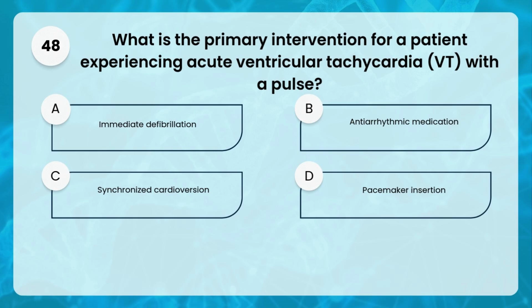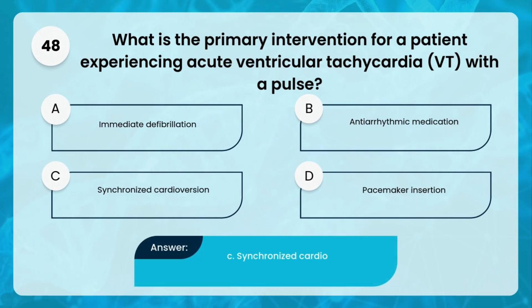48. What is the primary intervention for a patient experiencing acute ventricular tachycardia, VT, with a pulse? A. Immediate defibrillation, B. Antiarrhythmic medication, C. Synchronized cardioversion, or D. Pacemaker insertion? The answer is C. Synchronized cardioversion.